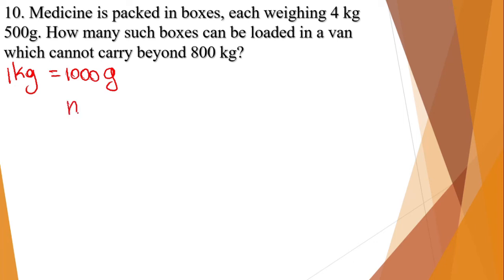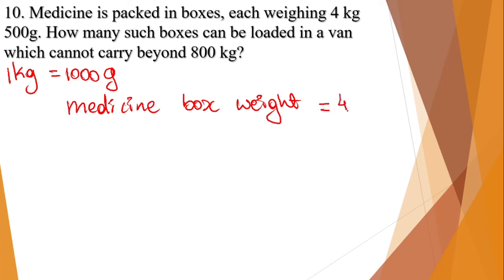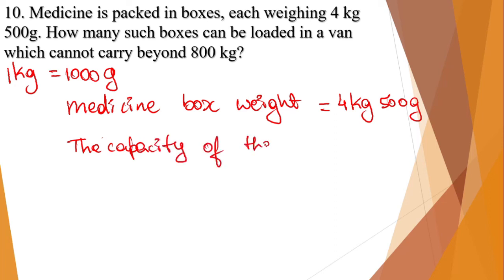So each medicine box weight is 4 kg 500 grams, and the capacity of the van is 800 kg. Now we should convert 4 kg and 800 kg to grams.